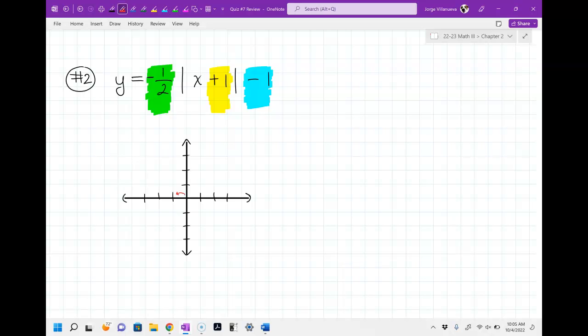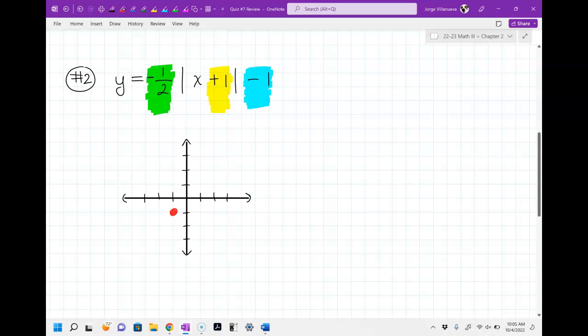Okay, and then from that point, am I going to go up or down? Down one time, right? So down one time. Here is my point, right there. Okay, so that's where my point is. So left once, down once.